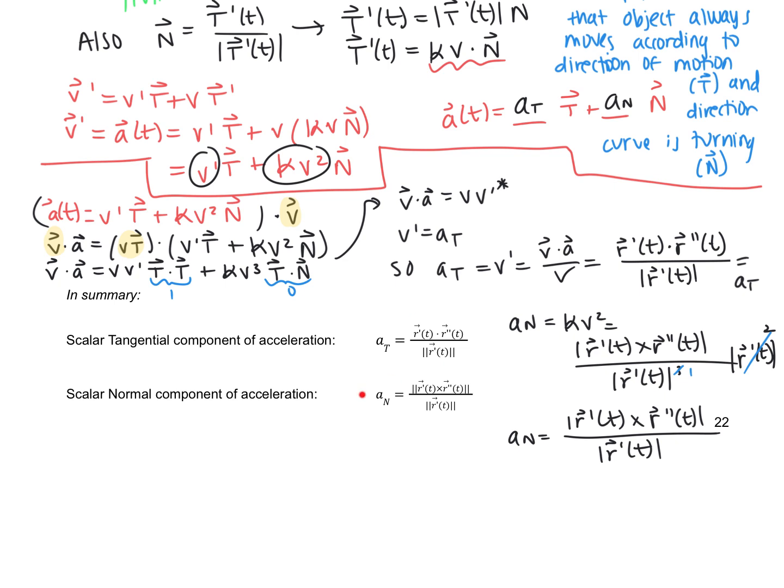You need to know these formulas. So you need to know these two formulas. And what I want you to notice is they're both scalars. This one is called the scalar tangential component of acceleration, and this is the scalar normal component of acceleration. You're also going to be asked for the vector tangential and normal components of acceleration, and all that means is your answer needs to be a vector. And we'll take a look at an example of how to find these.